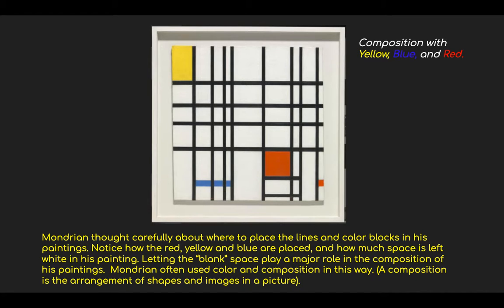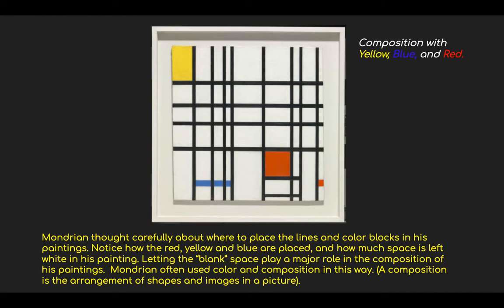Mondrian thought carefully about where to place the lines and color blocks in his paintings. He didn't just draw a grid and throw color in there. Notice how the red, yellow, and blue are placed and how much space is left white in his painting. He lets the blank space play a major role in the composition of his paintings, using that white space to create a more interesting look. And Mondrian often uses color and composition in this way.